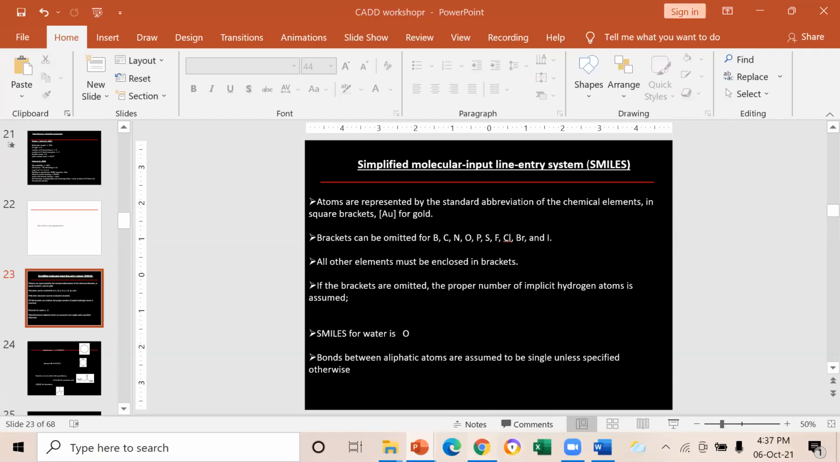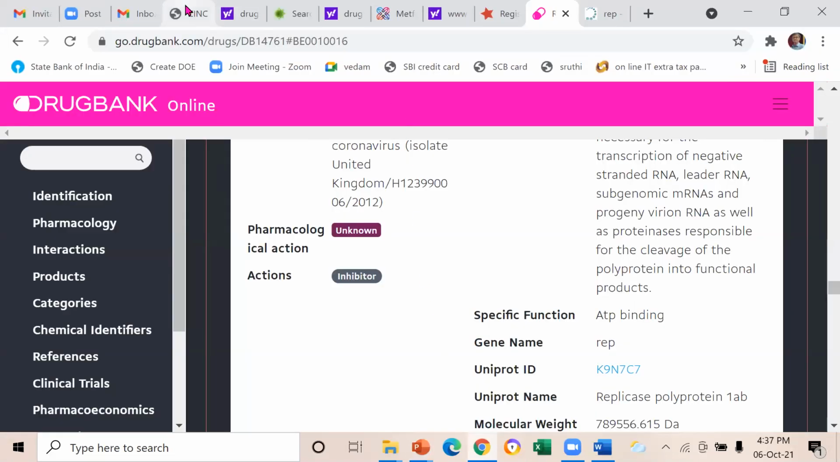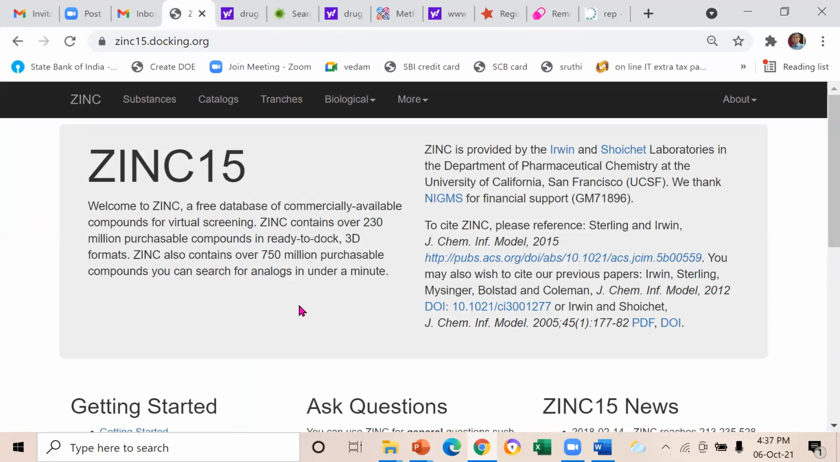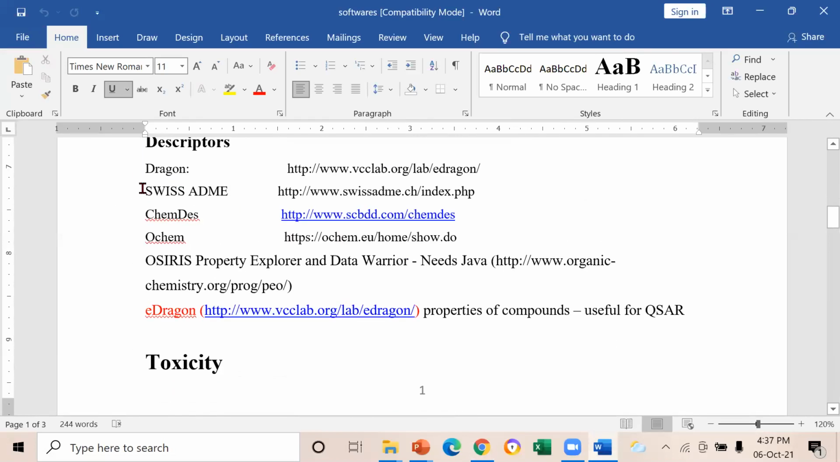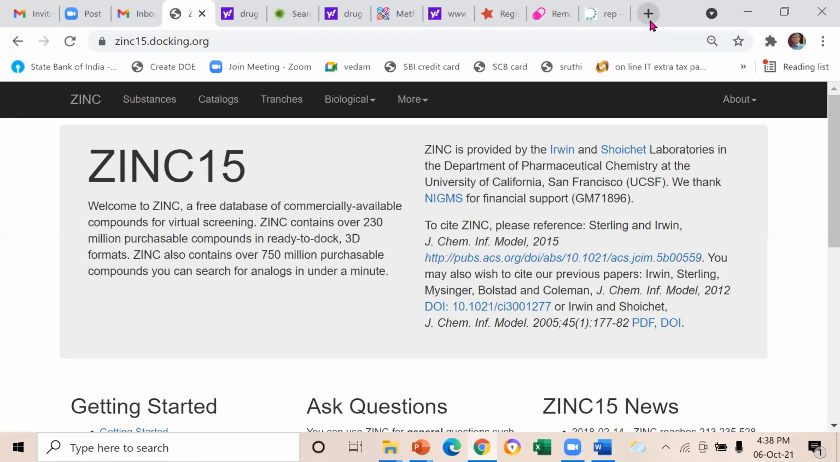I mentioned that the ZINC database has a lot of structures, but properties are not known. Only if it is a drug will the properties be known, but I want to estimate properties of molecules. So what do I do? There are many databases which can be used to measure properties. For example, we have a very important database called Swiss ADME, which can calculate properties of molecules. Given the structure, it can calculate properties.